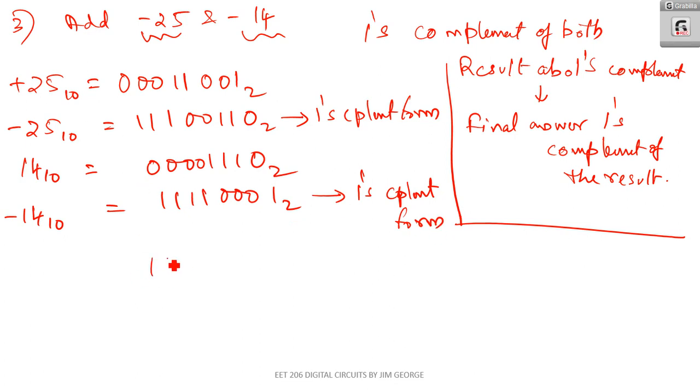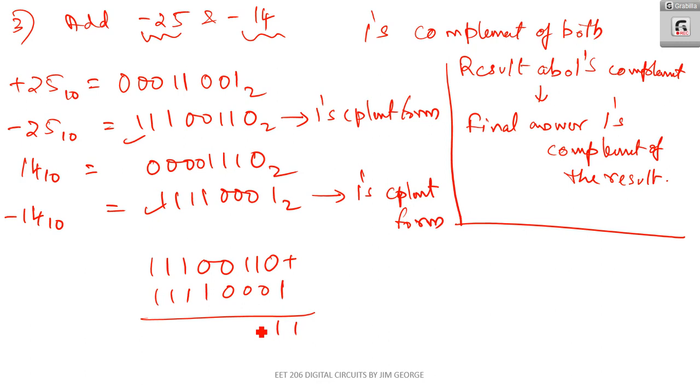So that is 11100110, and this one, 11110001. So you need to add these two. 0 plus 1 is 1. 1 plus 0 is 1. 1, 0. 0 plus 1 is 1. 1 plus 1 is 0 with a carry 1. 1 plus 1 plus 1 plus 1 is 1 with a carry 1. So this is again with a carry 1. So you need to add that carry. So add the carry here.